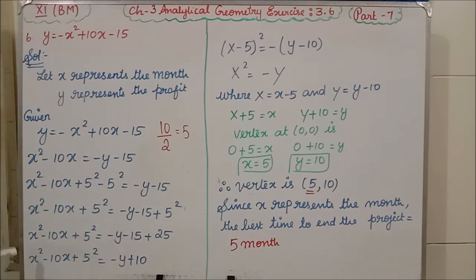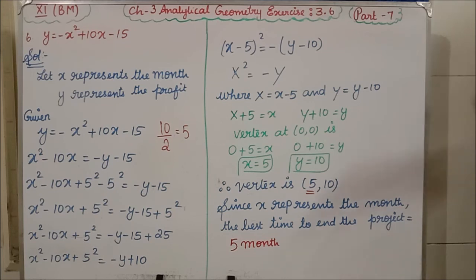Now you see this, a square minus 2ab plus b square. So what formula will come here? The a minus b the whole square formula. So a minus b the whole square formula means instead of a we have x, and instead of b I have 5. So I have written (x minus 5) whole square is equal to minus y minus 10.